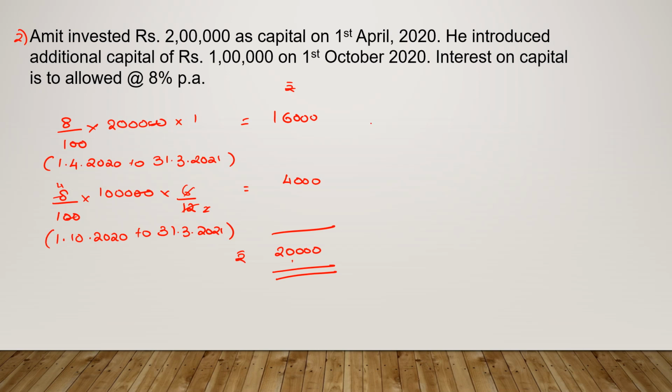So the entry would be interest on capital account debit 20,000 to capital account 20,000, being interest on capital allowed at the rate of 8% per annum. So this is related to interest on capital. I hope that is clear.